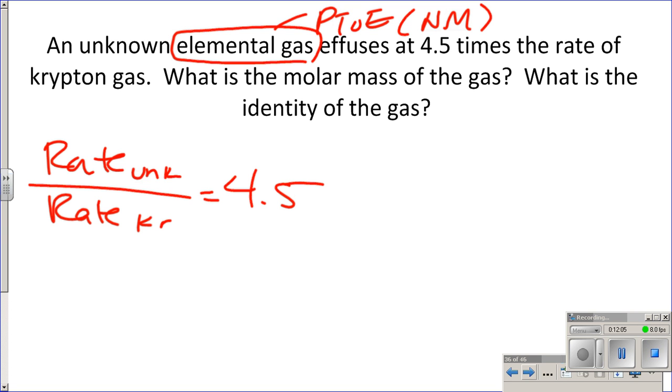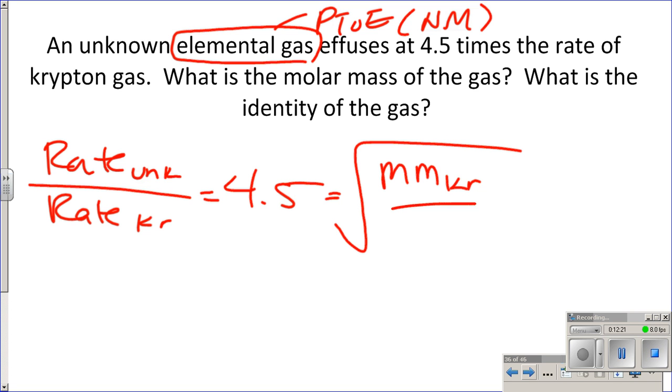What is the molar mass of the gas? What's the identity of the gas? Okay, so I'm just going to put the 4.5 here, but I'm looking back over here as I write my molar masses. So this whole thing is equal to the square root of who over who. So the molar mass of krypton over of unknown, right? So which of these is really our question? The molar mass of unknown, right?